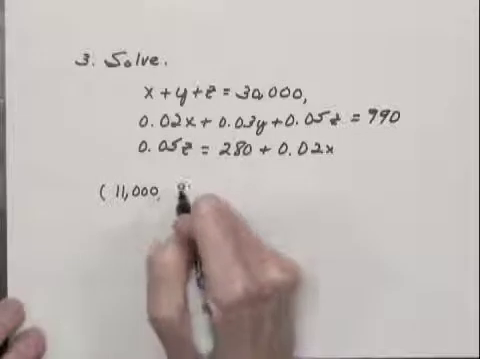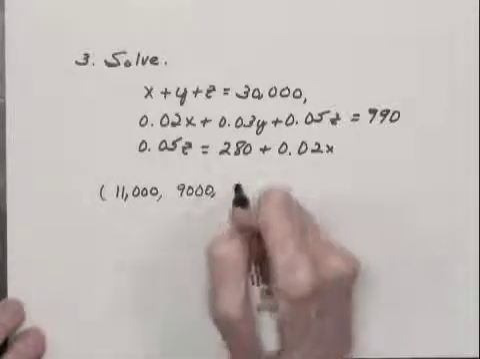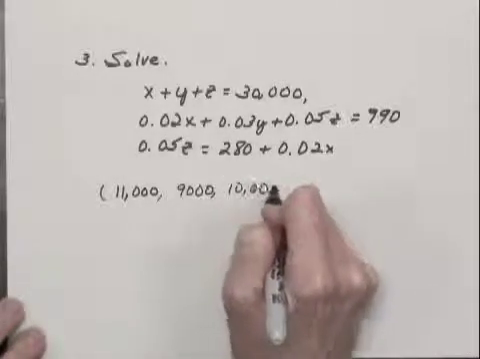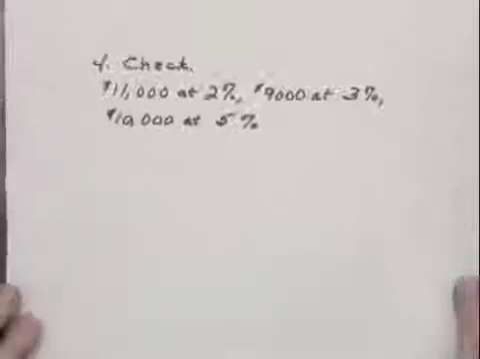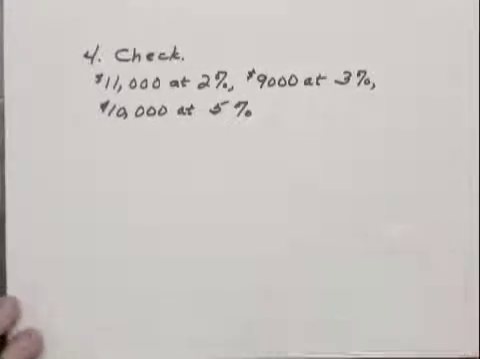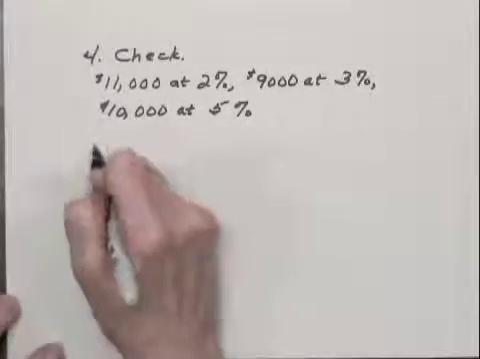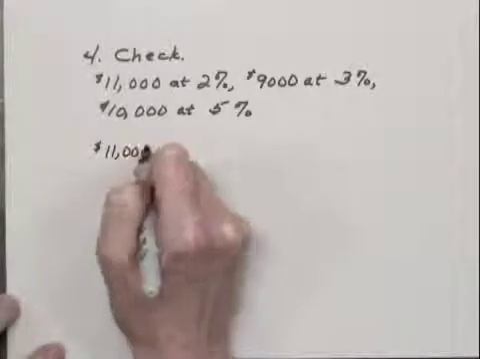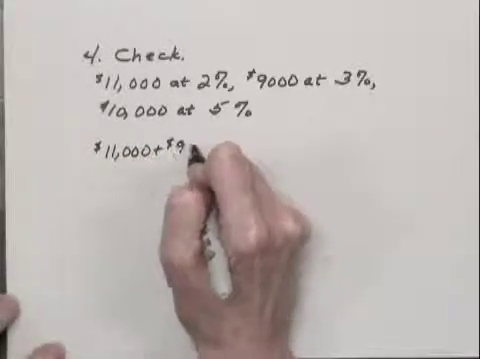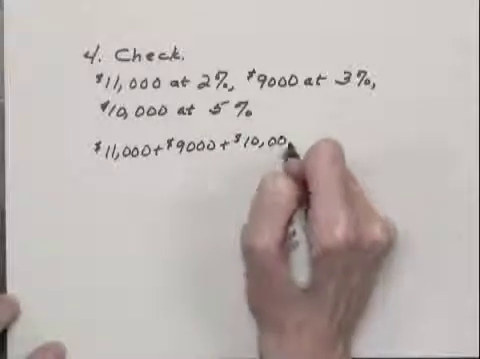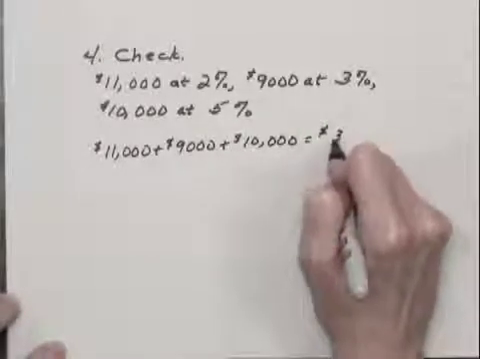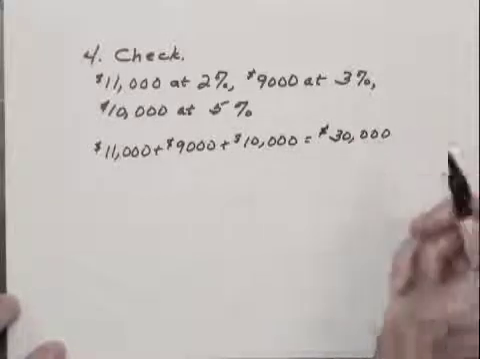11,000, 9,000, 10,000. So let's check these amounts in the original problem. The first thing that we were told was the total amount invested was $30,000. So if we add $11,000 and $9,000 and $10,000, we do get $30,000, so that part checks.